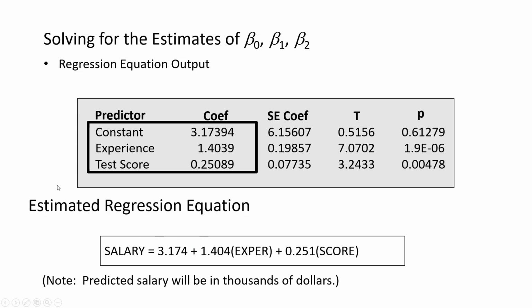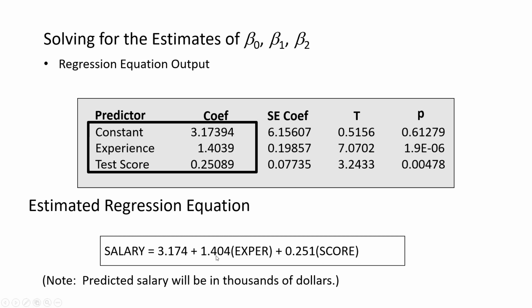So now I have already shown you how we calculate these coefficients. These are the coefficients. This is the constant, which is 3.17. The experience slope is 1.4, which is our beta 1, and beta 2, which is the test score, the independent variable. So we calculate slopes for two independent variables, and this is the intercept for the dependent line. I already interpreted these values, and these are the student t distribution.